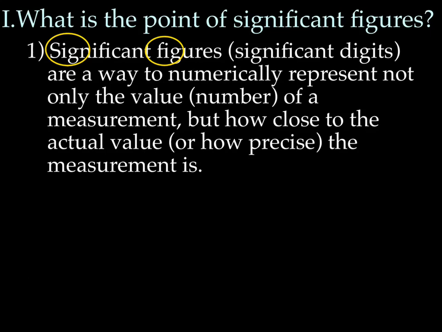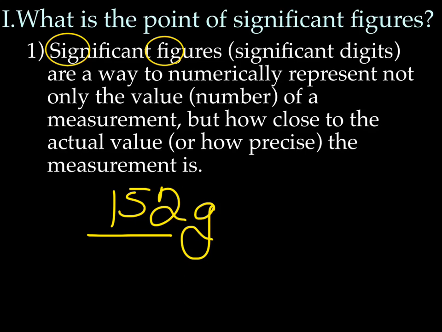As an example, if I weighed an object and came up with the measurement 152 grams. If this number is written in significant figures, it conveys two very important pieces of information. First, the number represents the mass of the object, 152 grams. Second, this number represents the level of confidence I have in the accuracy of my measurement.